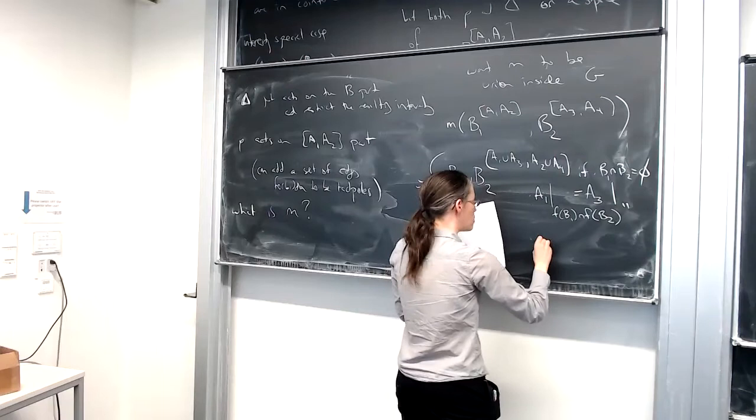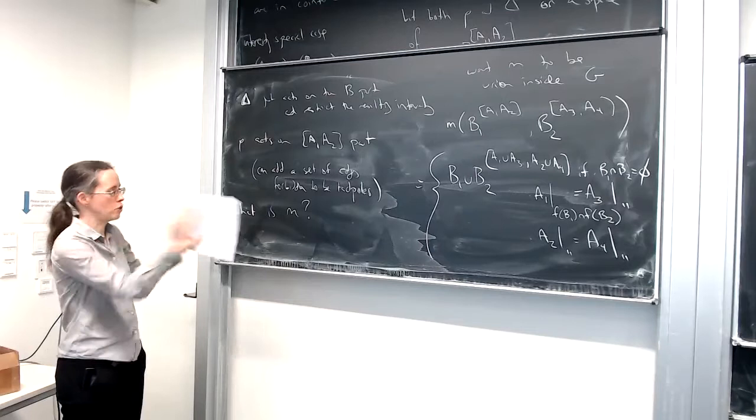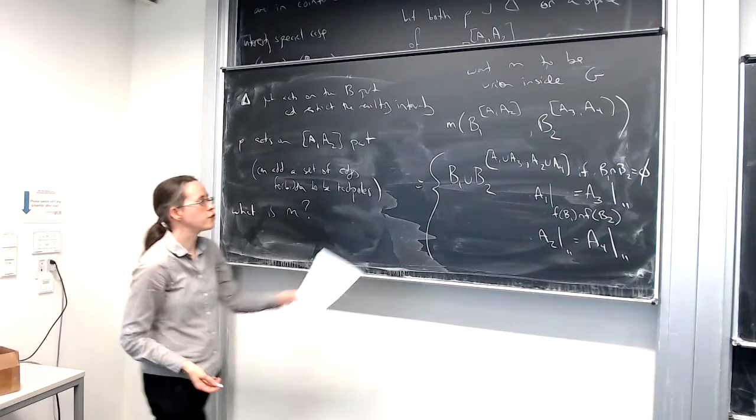And you also have to have A2 restricted to that same subset equal to A4 restricted to that same subset. So if all of those things happen, then you just union everything together in the way that you would think to build the subgraph. And if those things don't happen, then you're toast. And that's fine, because setting it to zero is no problem.